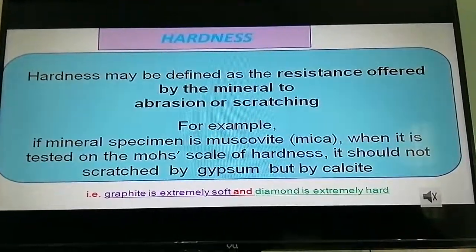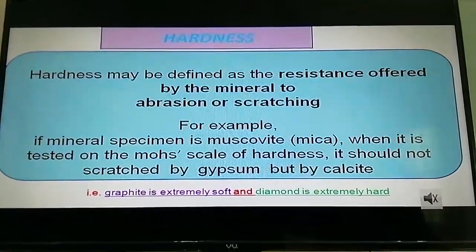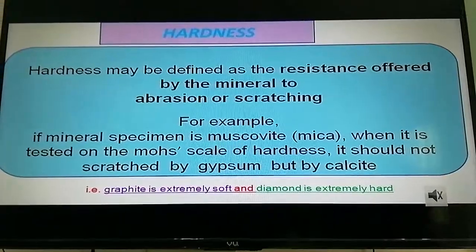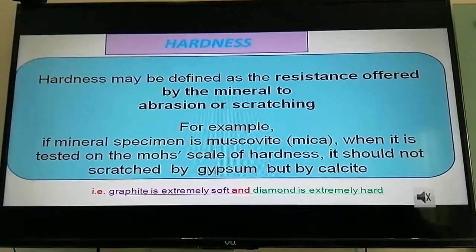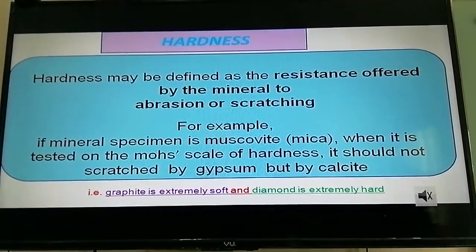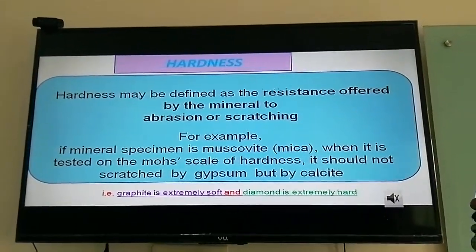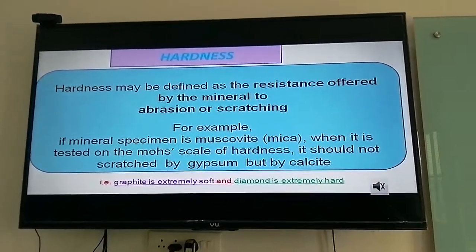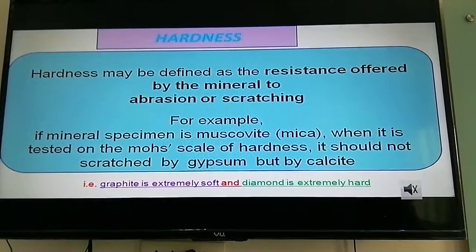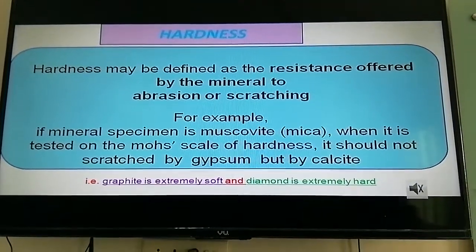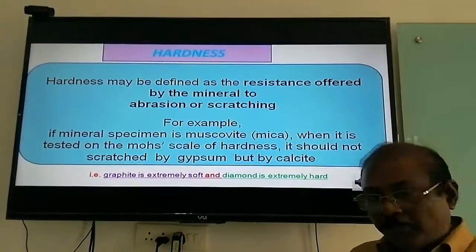So this is to be remembered. That means calcite hardness is 3, gypsum is 2. That means the muscovite may be in between 2 and 3 hardness. That is, graphite is extremely soft and diamond is extremely hard. This is another feature which is to be remembered.